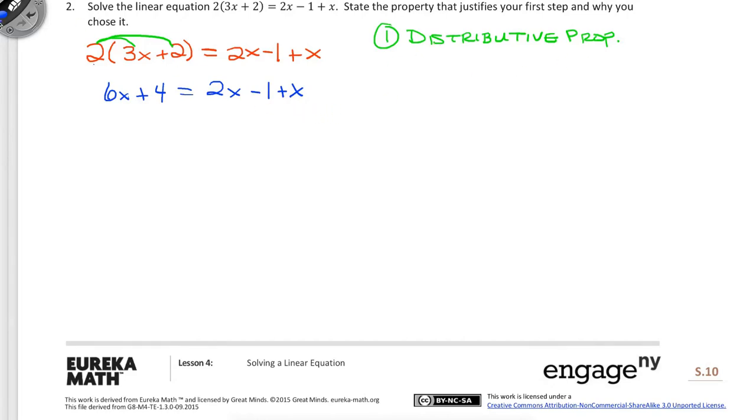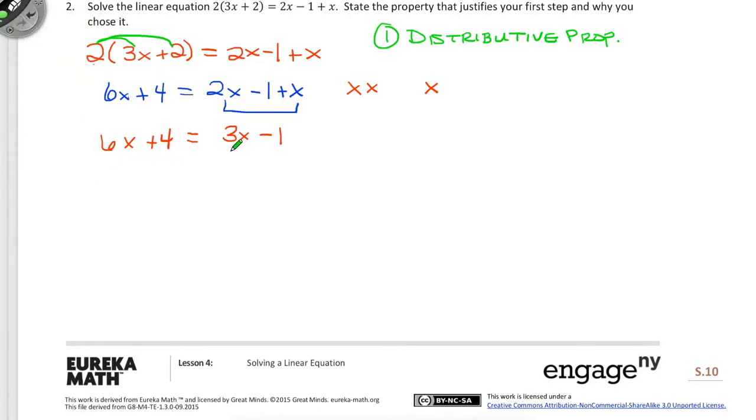Now I can combine my like terms. So over here I have a 6x and I have a 4. So there's nothing I can do over here. Over here I have a 2x and I have a negative 1 and then I have a plus x. I can combine these two, excuse me, because they are the same. 2x plus x, basically it's 2 x's. And one more x gives me a total of 3x. And just bring down that minus 1. All right, dropping everything else down here.